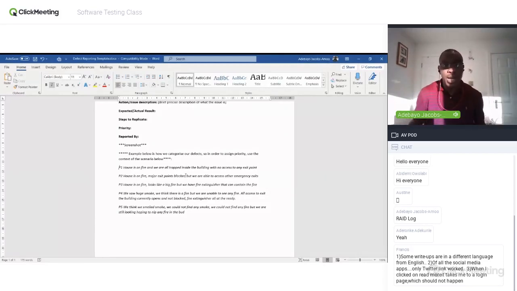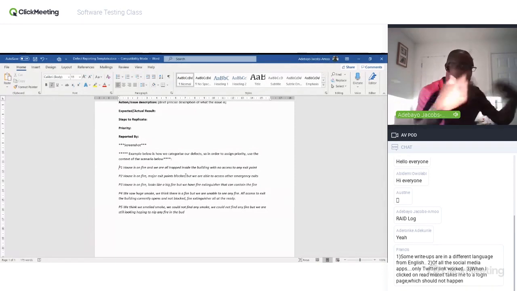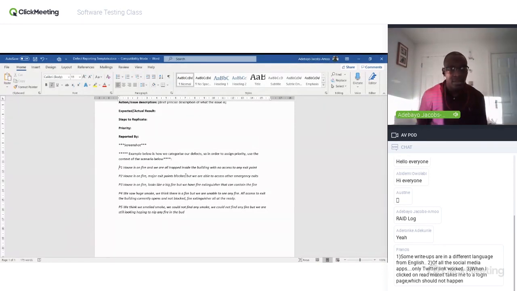The next one, house is on fire. It looks like a big fire, but we have fire extinguishers that can contain the fire. So we still have the fire incident. It looks like it's big, but all of us quickly have access to extinguishers and we can fight it.